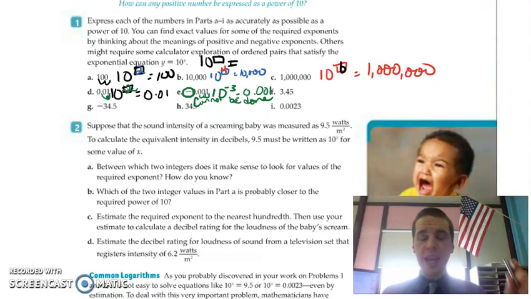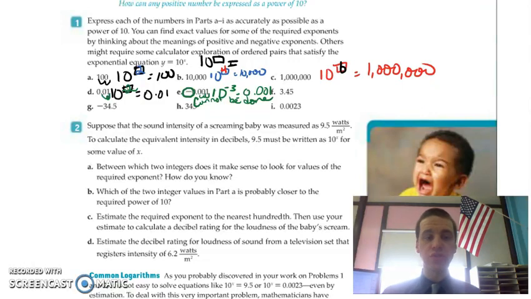And why? 10 raised to any negative exponent does not make any number negative. It makes it smaller. So please note, this cannot be done. 10 to the -3 equals 0.001, not -0.01. So we need to understand that 10 raised to any negative exponent does not make a number negative. We're going to leave F, G, H, and I in for class.